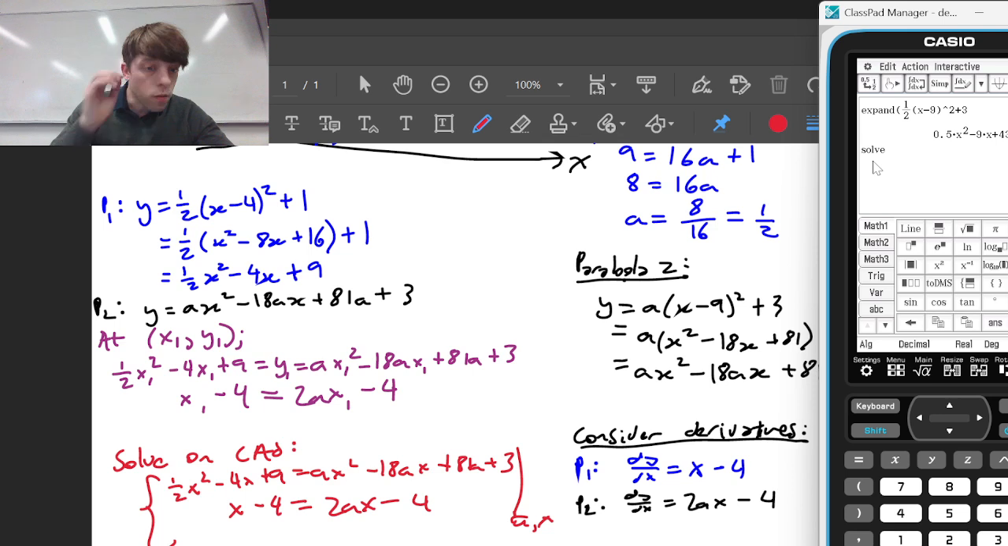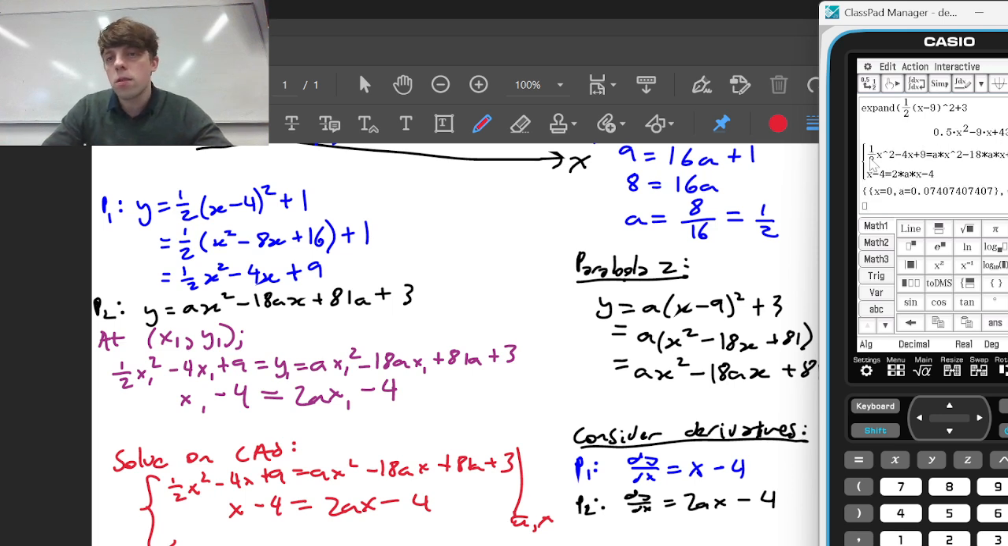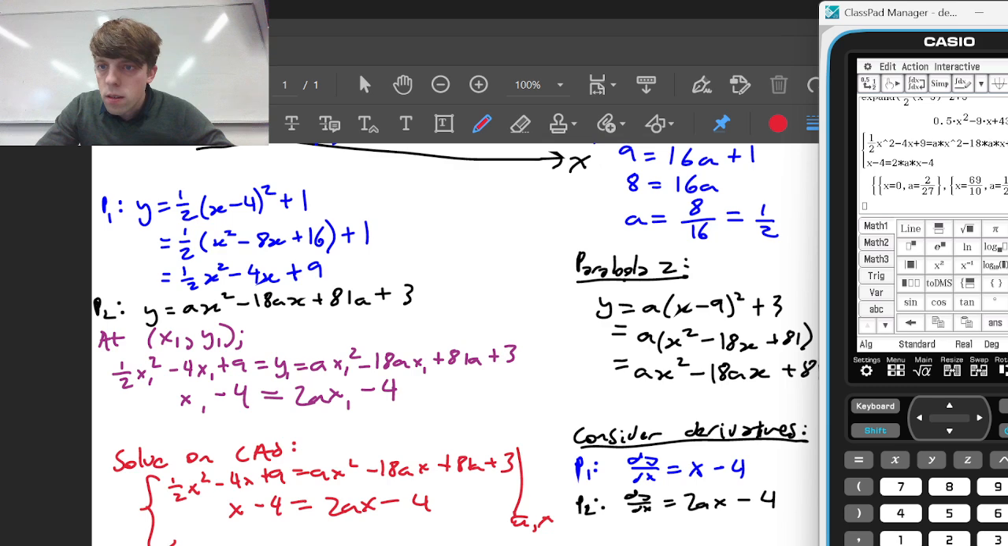So I'm going to go solve. No, sorry, not solve. We're going to click this button here. For simultaneous equations, we just type it in. We go 1 over 2 times x squared minus 4 times x plus 9 is equal to a times x squared minus 18 times a times x plus 81 times a plus 3. Second equation, x minus 4 needs to be equal to 2 times a times x minus 4, and we're solving for a and x. And it tells us the values there, but that doesn't look quite right.